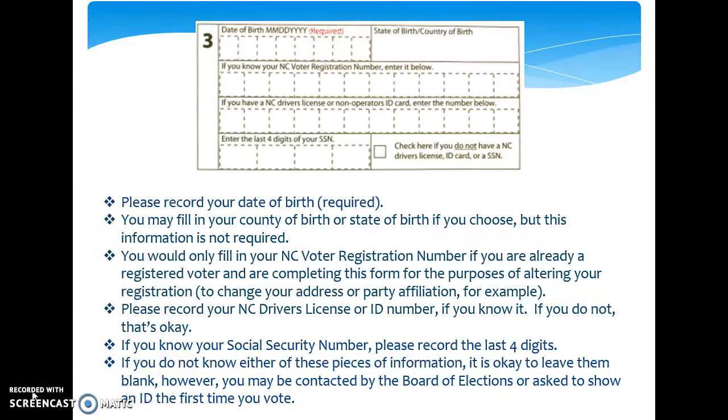Please record your North Carolina driver's license or ID number if you know it. If you do not, that's okay. If you know your social security number, please record the last 4 digits. If you do not know either of these last pieces of information, it is okay to leave them blank. However, you may be contacted by the Board of Elections or asked to show an ID the first time you vote.